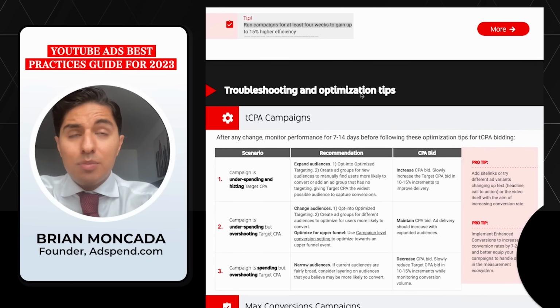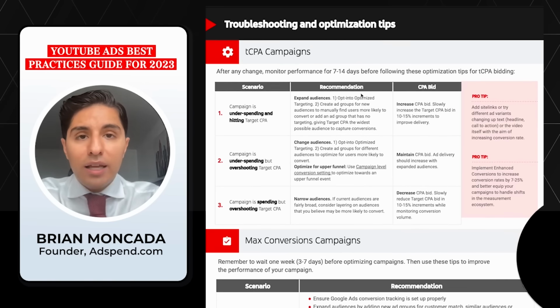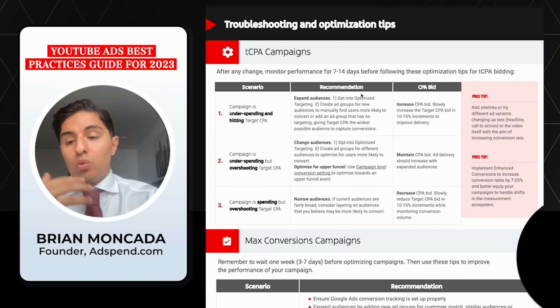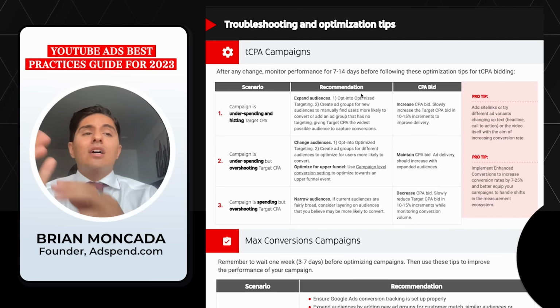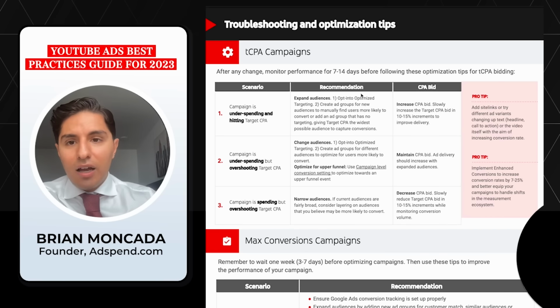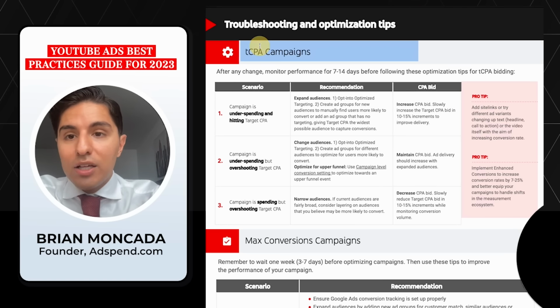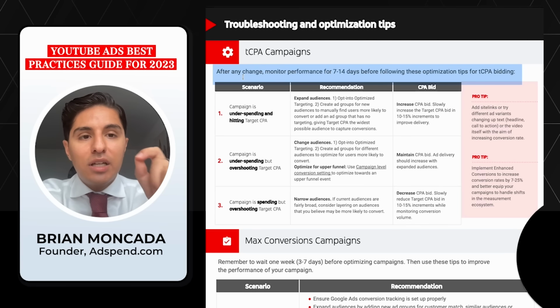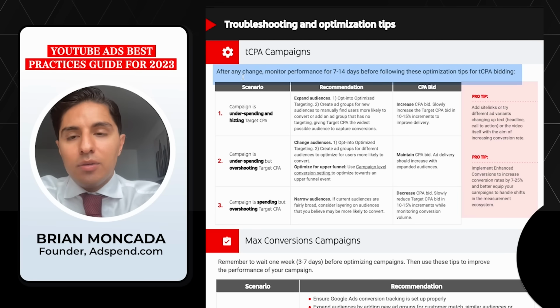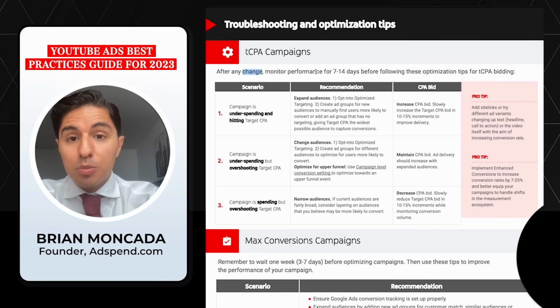Troubleshooting and optimization tips. So this is a very good guide for everybody out there, including myself, who run campaigns that are getting great cost per conversions. They're scaling, they're working, everything's going well. Then all of a sudden they fall flat on their face and they just start dying. Why? Well, here's why. Okay, so for TCPA campaigns specifically, after any change, monitor performance for 7 to 14 days before following these optimization tips for TCPA bidding. So whenever you change anything, monitor performance for 7 to 14 days before changing more things.